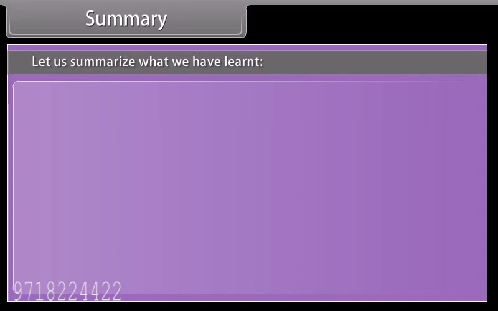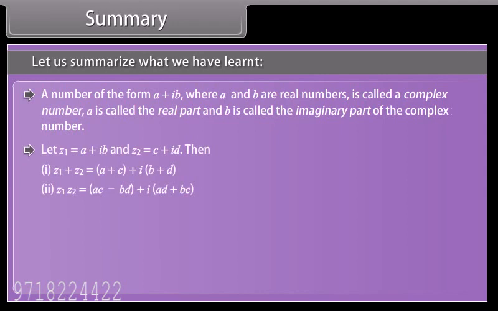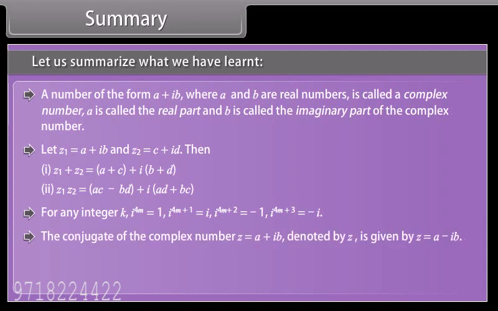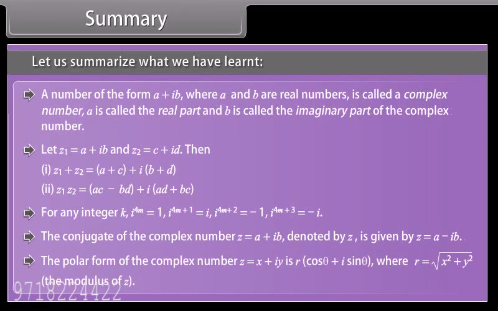Summary. Let us summarize what we have learned. A number of the form a plus b iota, where a and b are real numbers, is called a complex number. A is called the real part and b is called the imaginary part of the complex number. The conjugate of the complex number z is denoted by z bar. The polar form of the complex number is z is equal to r into cos theta plus iota sin theta, where r is the modulus and theta is the angle.